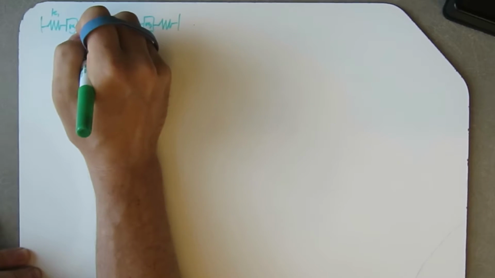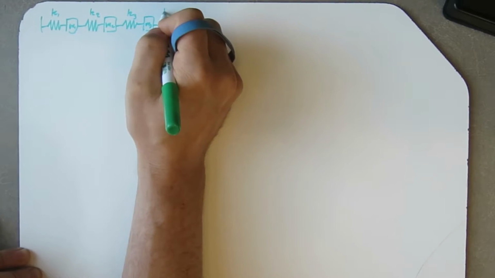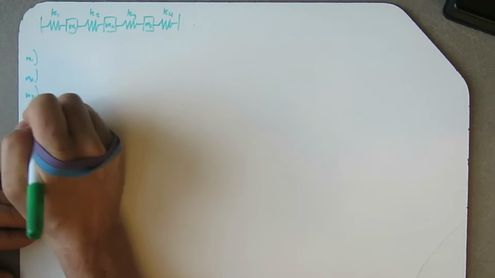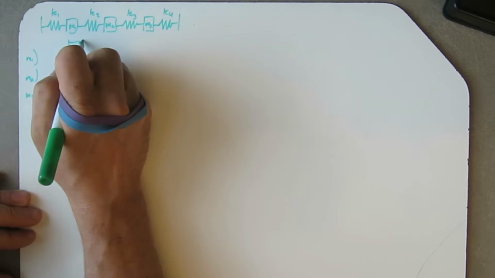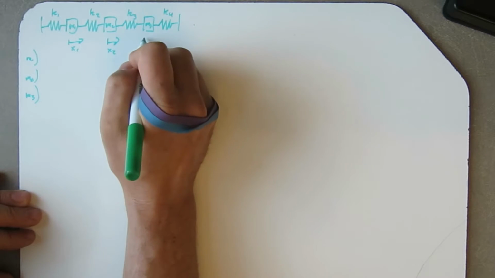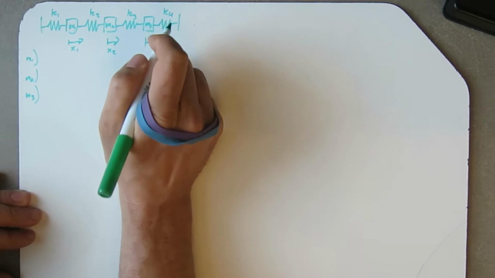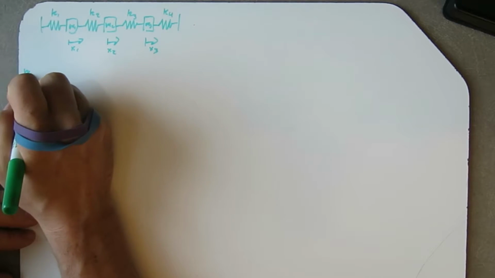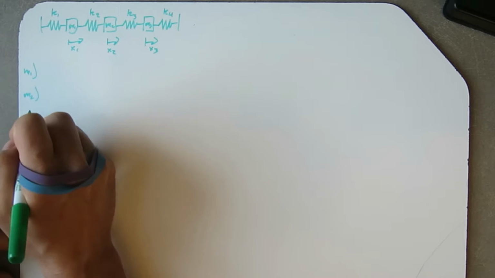I'm just going to add one more mass. All right, so we'll have 3 differential equations, one for each mass. I'm going to give it coordinates x1, x2, x3. Really like the whiteboard. I can just erase and move stuff around so easily.